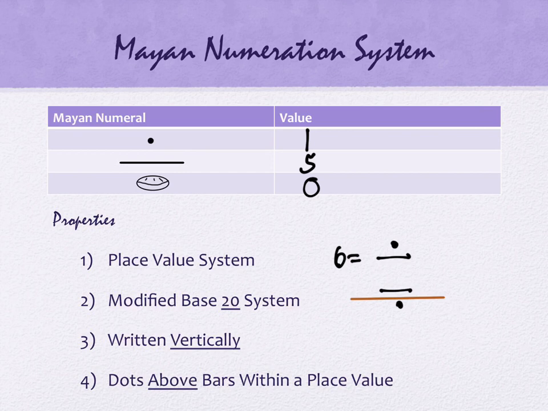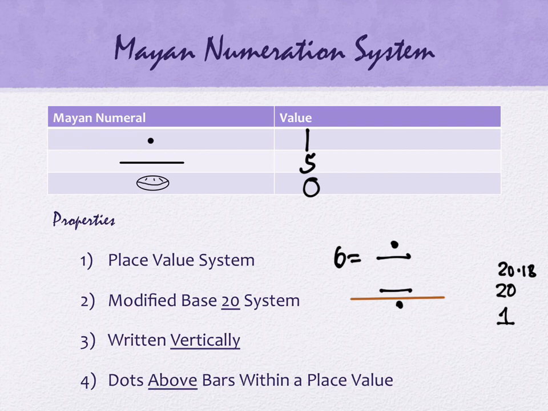I'm going to write their powers of 20 from the bottom up because they write it vertically. So the 1s place is on the bottom, and the 20s place is above that. That's all good so far. If it were a base 20 system, the next thing I would write is 20 squared, yes? Okay, they don't do that. They do 20 times 18.